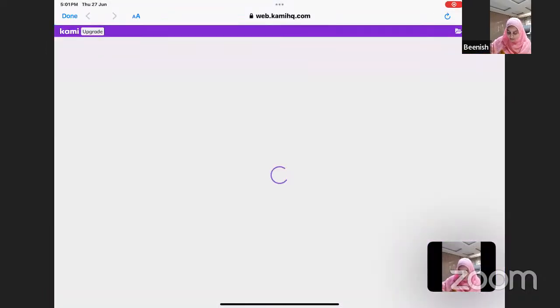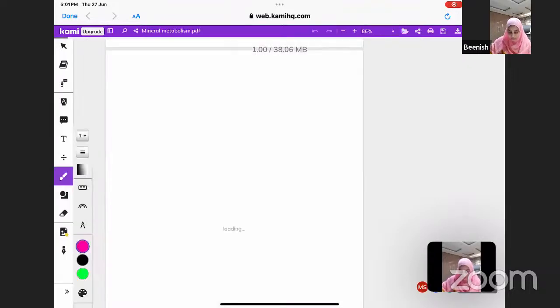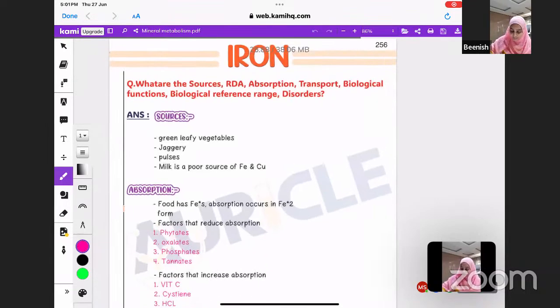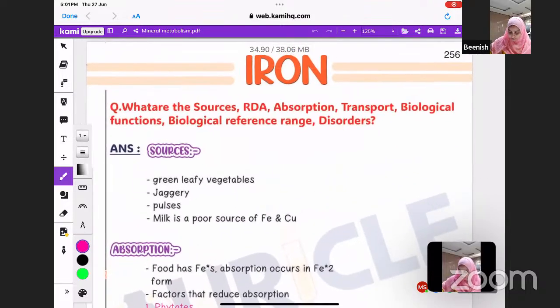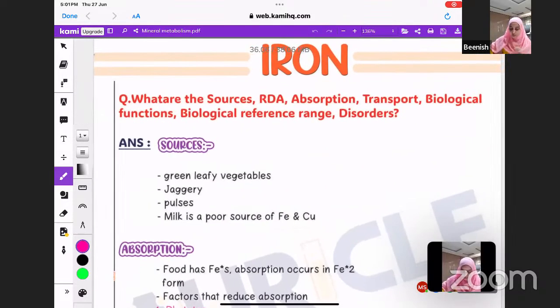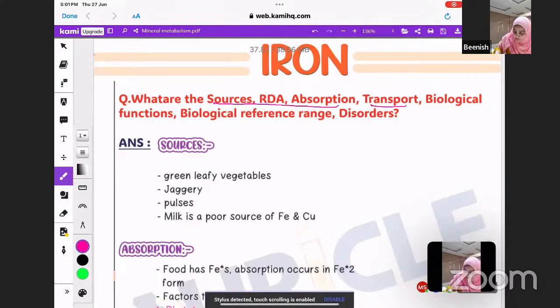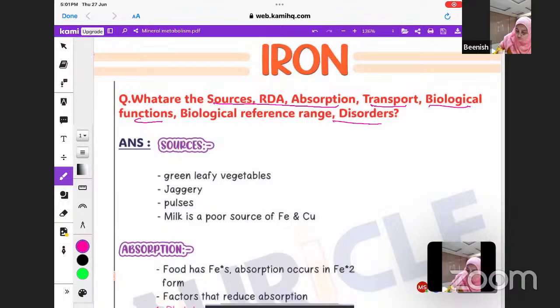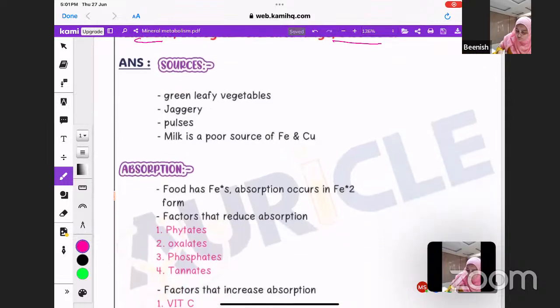Now let's begin with our class on mineral metabolism. In this class we'll be covering iron, very important, everything associated with it, followed by calcium. So to begin with, the sources, RDA and absorption of iron. Then we'll talk about the transport and biological functions, followed by disorders, iron deficiency anemia being the most important.